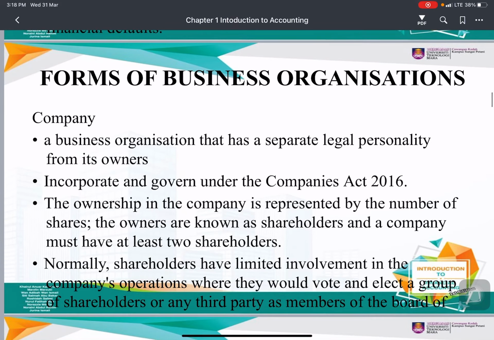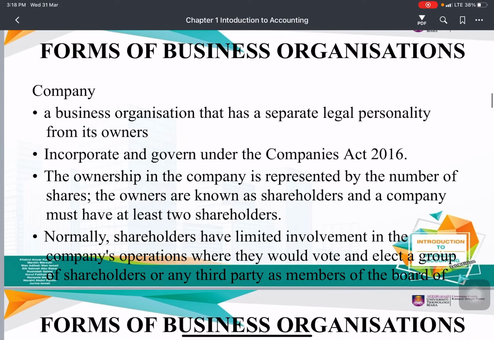Alright, the next form of business organization is a company. A company, we can see here, has a separate legal personality or separate legal entity. It means that the business itself is actually its own entity. It's not a person, it's an entity. So the business has its own entity.